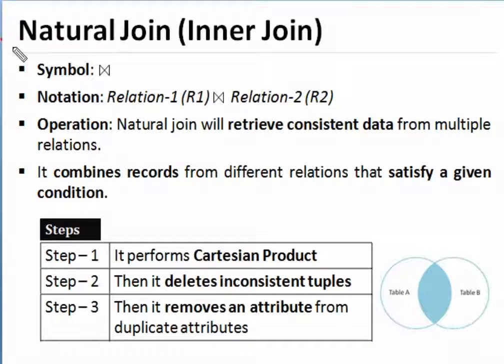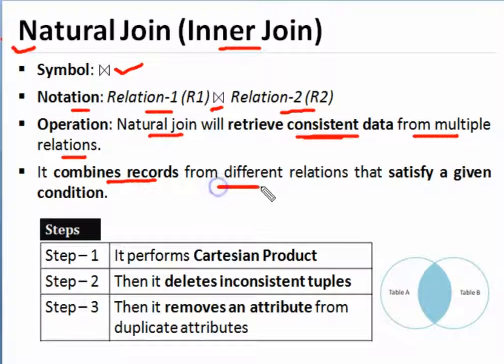Now we have the natural join. It is also known as an inner join. The symbol of the natural join is something like this. Notation: relation R1 natural join relation R2. Operation: natural join will retrieve consistent data from the multiple relations. Remember this thing, natural join will retrieve only consistent data from the multiple relations. It combines the records from the different relations that satisfy a given condition.